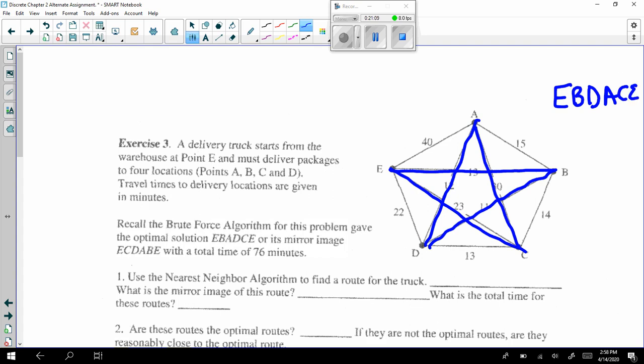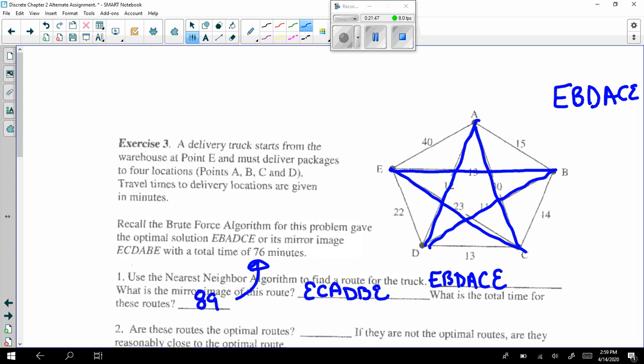All right. So using the nearest neighbor algorithm, we came up with E, B, D, A, C, E. The other way is E, C, A, D, B, E, and the length of this route is 89. Now, if you notice, it's not as small, and if you look, we had one. That one's also on our list in the brute force algorithm on the previous pages. So that came up with 89. So it's not the same, but it's pretty darn close.